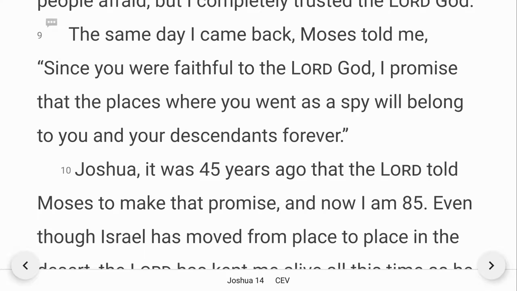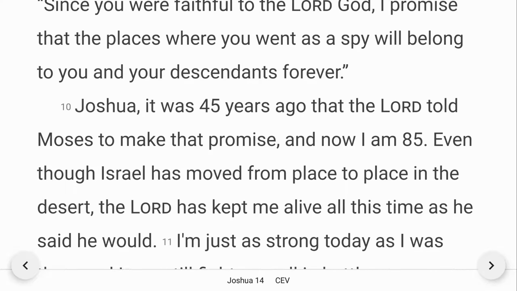The other spies said things that made our people afraid, but I completely trusted the Lord God. The same day I came back, Moses told me, 'Since you are faithful to the Lord God, I promise that the place where you went as a spy will belong to you and your descendants forever.' Joshua, it was 45 years ago that the Lord told Moses to make the promise, and now I am 85.